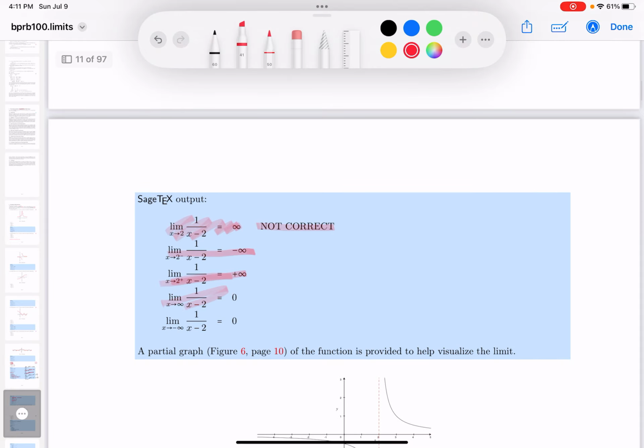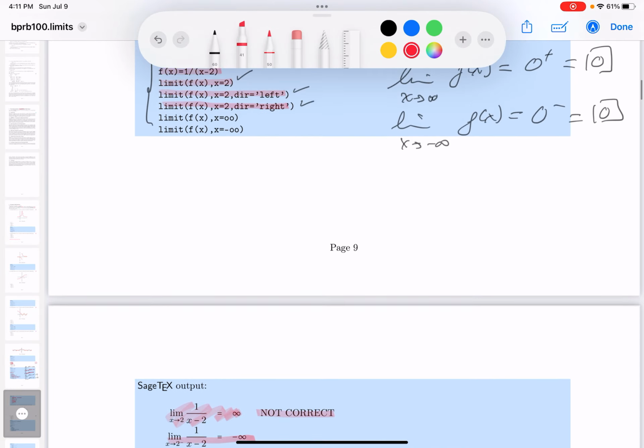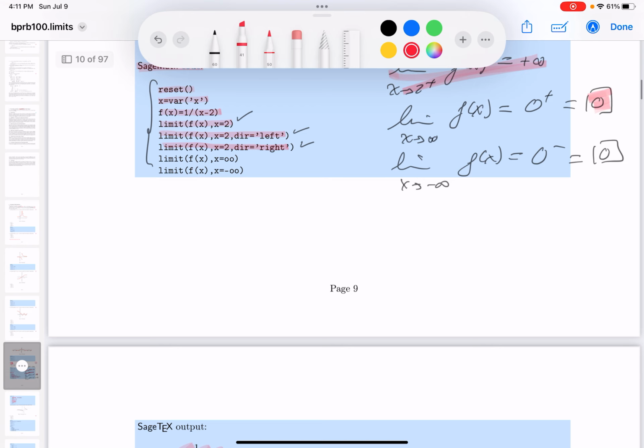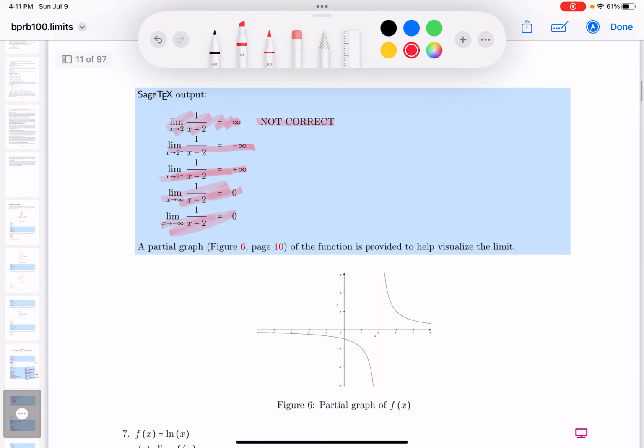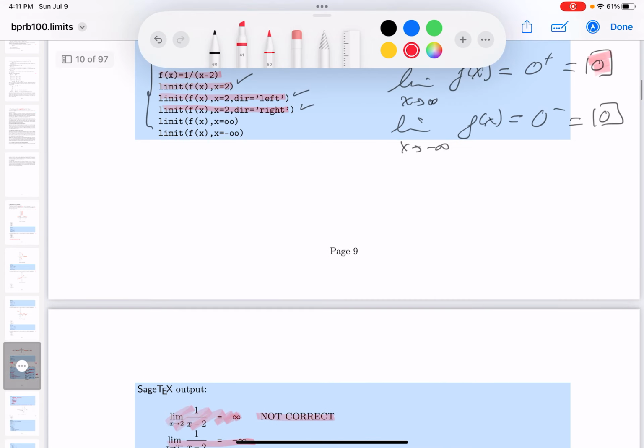The limit as we go towards infinity, which should be 0. So I'm not giving a direction to that in the Sage thing, and that's fine. And this is also 0. All right, we got this over here.